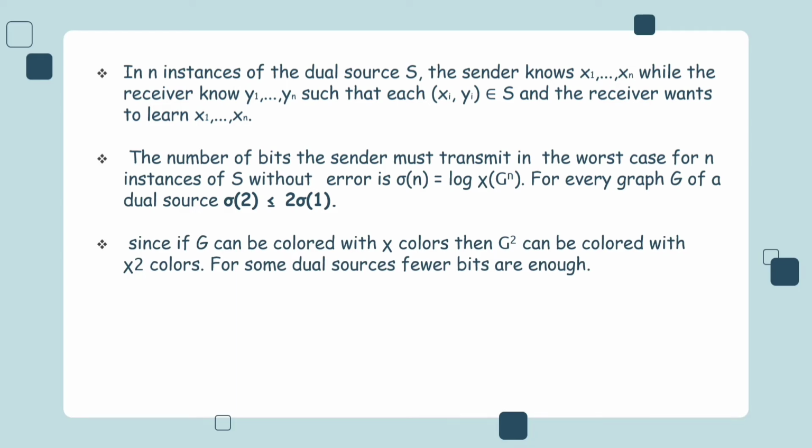For every graph G of a dual source, sigma of 2 is less than or equal to 2 times sigma of 1, since if G can be colored with X colors, then G squared can be colored with X squared colors. For some dual sources, fewer bits are enough.